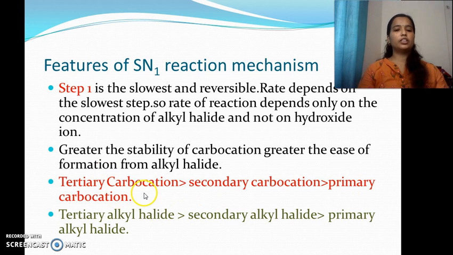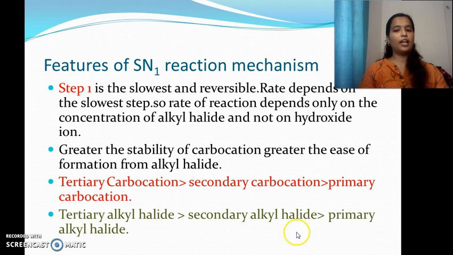So according to this, tertiary alkyl halide will undergo reaction much faster by SN1 mechanism, and then the secondary alkyl halide, and then primary alkyl halide. So tertiary alkyl halides will undergo reaction much faster by SN1 mechanism. That depends upon the stability of carbocation, because tertiary carbocation is more stable than secondary than primary. So the order of reactivity of alkyl halides by SN1 mechanism will be tertiary alkyl halide greater than secondary alkyl halide greater than primary alkyl halide.